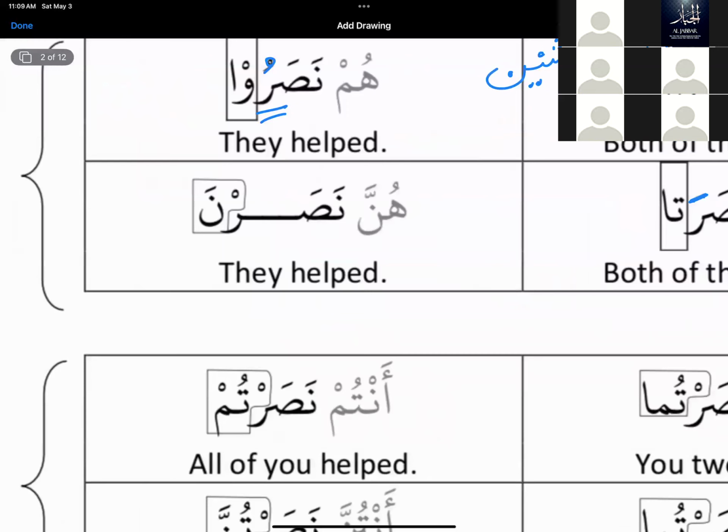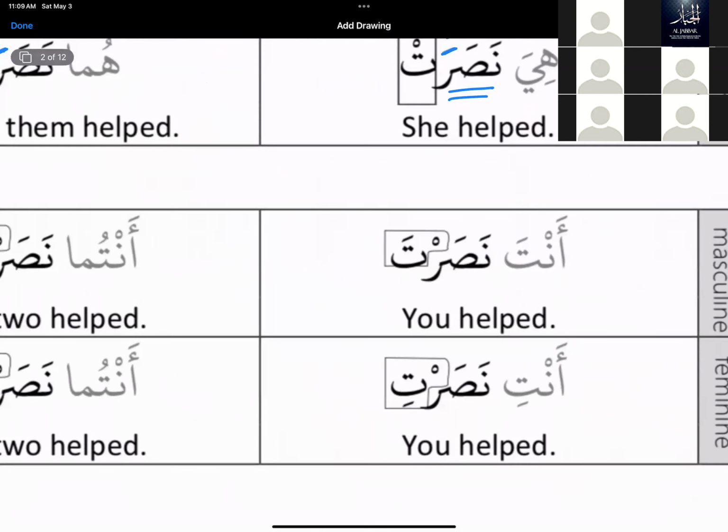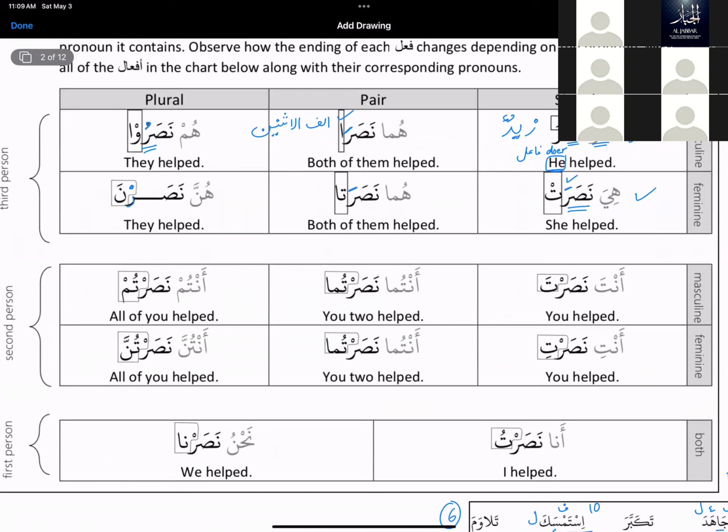Hunna Nasarna. Mabni ala Sukun. Now this one is Sukun because the Ra has Sukun. So Fe'lun Madin Mabni ala Sukun. Nasarta, Anta, again the same: Fi'l Madi Mabni ala Sukun. So after Hunna, we all have Mabni ala Sukun. Simple and easy.